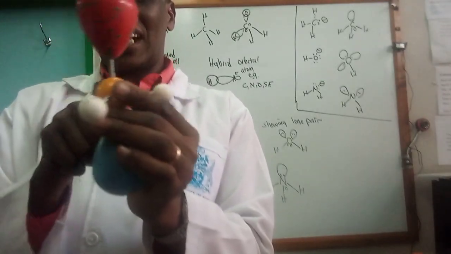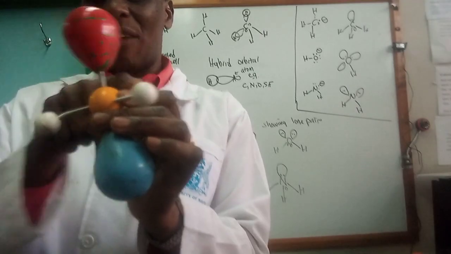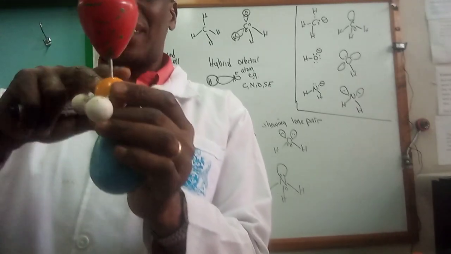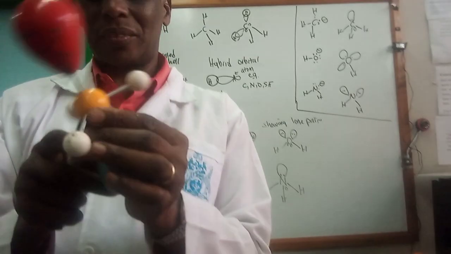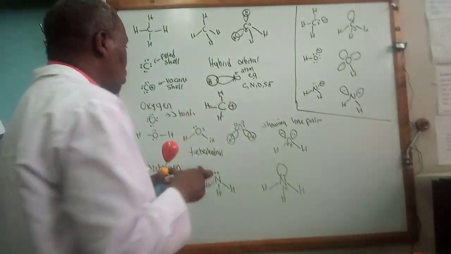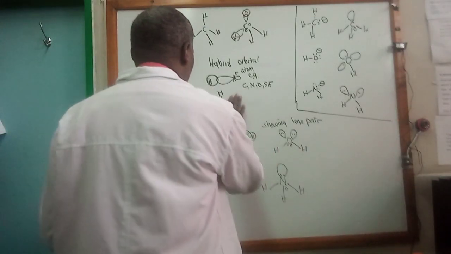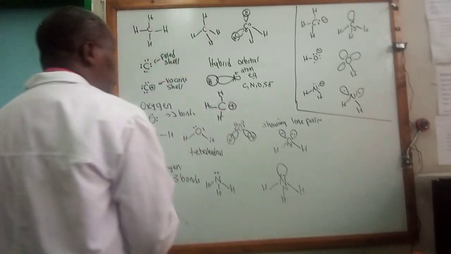So if this is the carbon, then the hydrogens are flat on a plane, and then the empty p orbital is coming out of the plane, yeah? So this is being shown as your carbocation. So how am I going to show it?